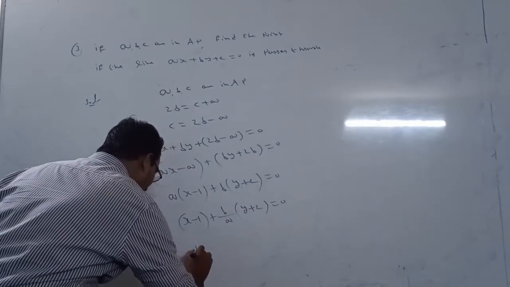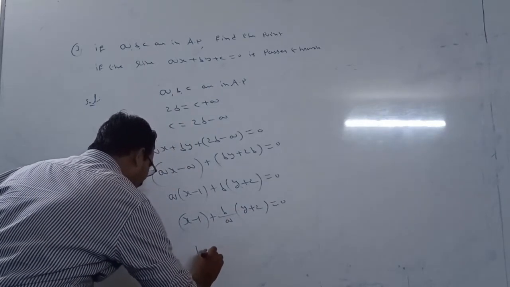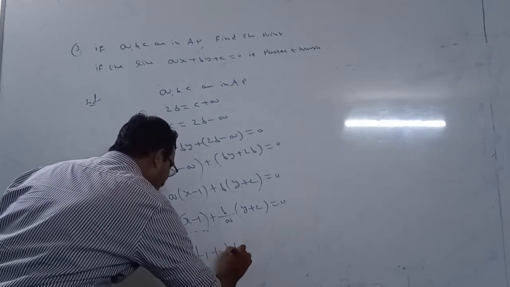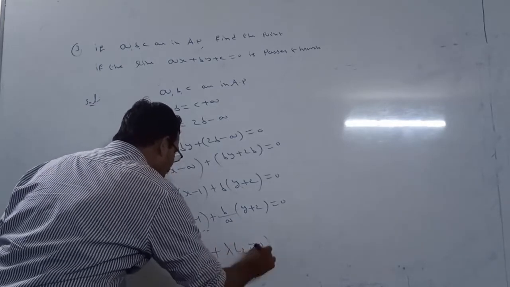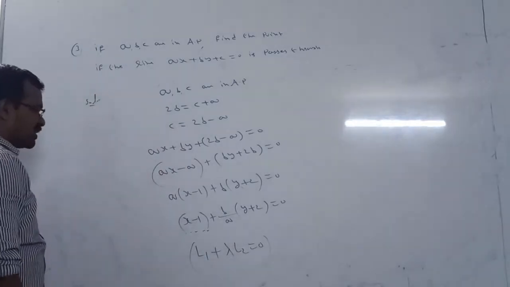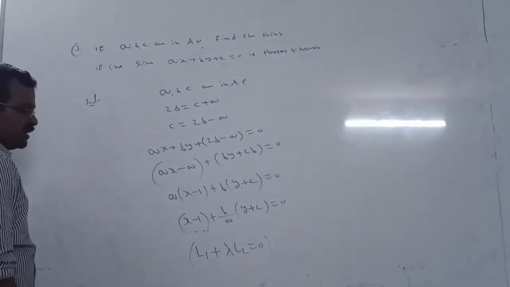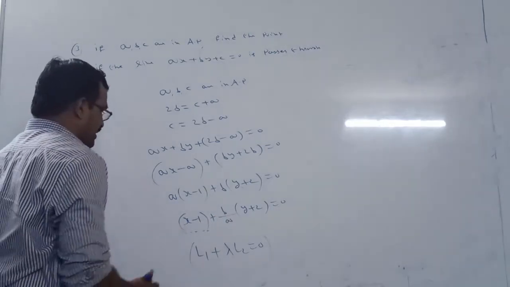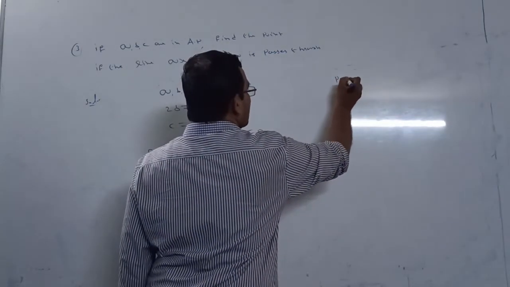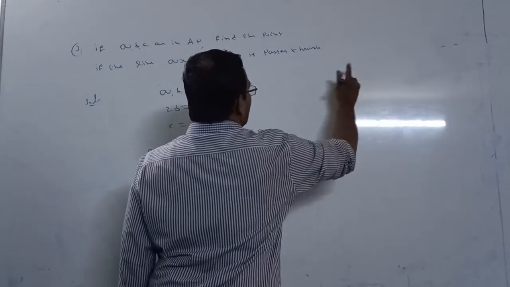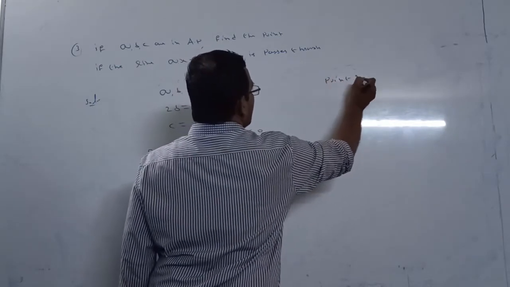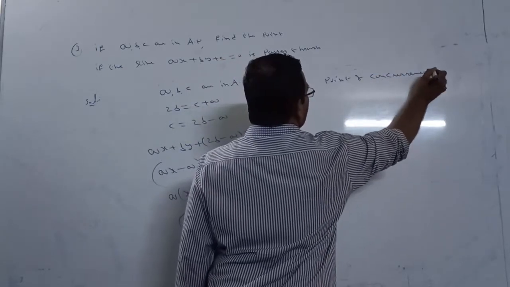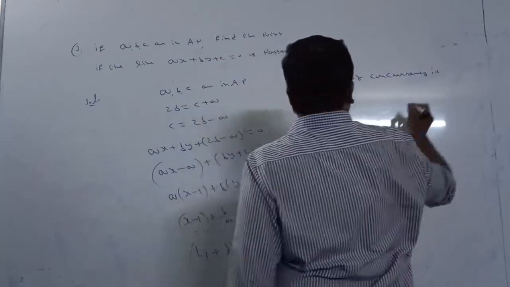This is clearly of the form L1 plus lambda L2 equal to 0, where b by a is taken as lambda. So this equation represents a family of concurrent lines. Here we have to find the point of concurrency by solving these two lines. Obviously the point of concurrency is 1 comma minus 2.